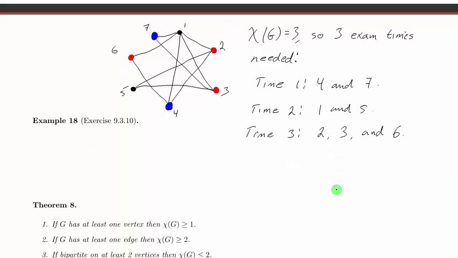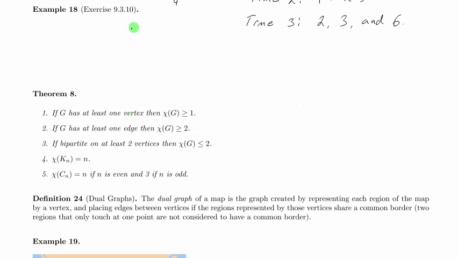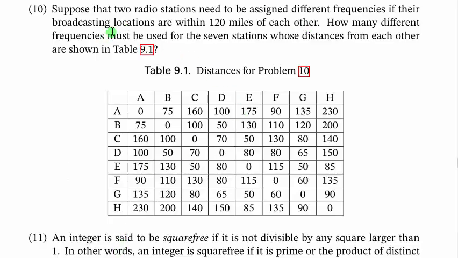Let's look at another scheduling type problem, this one taken from the book. We're going to look at exercise 9.3.10, which is this one. We have radio stations. 2 radio stations need to be assigned different frequencies if their broadcasting locations are within 120 miles of each other. How many different frequencies must be used for the 7 stations whose distances are shown in this table here?